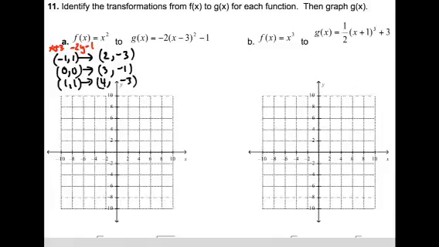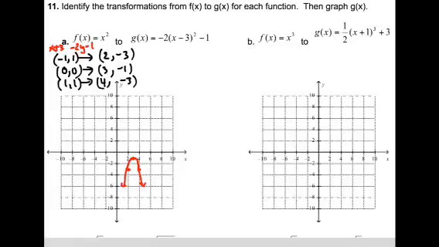I'm going to plot those 3 points. Okay, so there are the 3 points right here. 2, negative 3. 3, negative 1, and 4, negative 3. So now we're just going to connect them. Remember, it's a parabola. So it goes something like this.